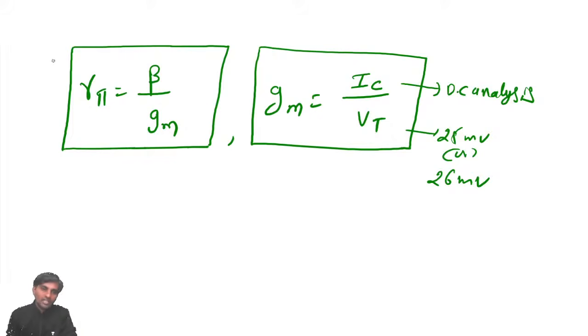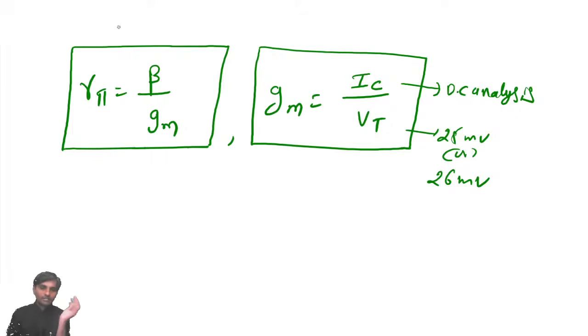If you know the GM, you can calculate R pi. R pi is going to be beta by GM. GM you have calculated. Beta is constant for a given transistor. So R pi is going to be beta by GM, where GM is going to be IC by VT. So what is IC? DC collector current. So I will calculate it by doing some DC analysis. Anyway, don't worry. In coming classes, we'll discuss some problems so that you'll understand this.